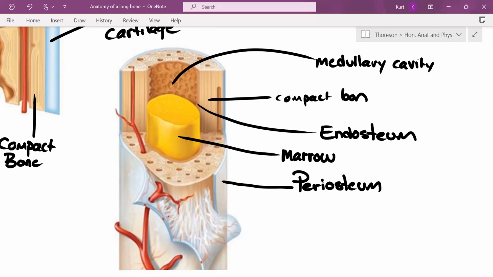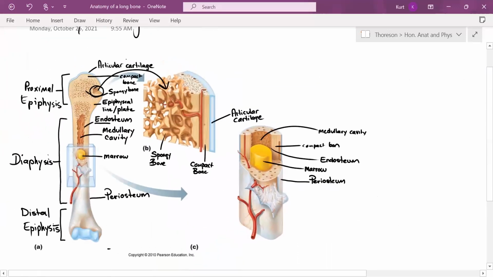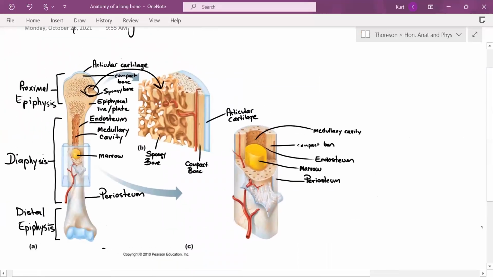And that's about it, guys. Know those parts of a long bone, okay? Those will be on your test.